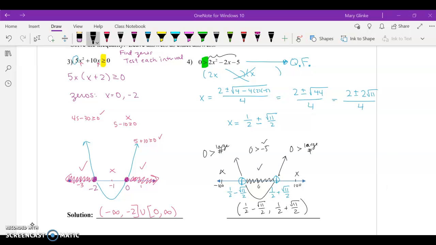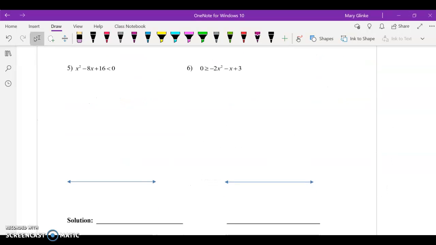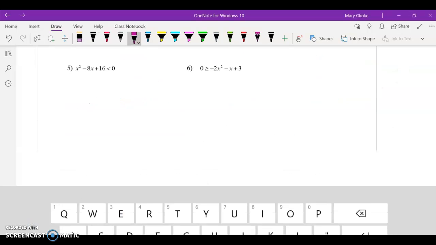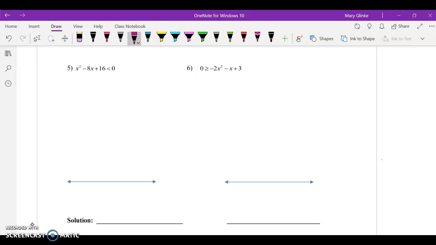Okay, let's go ahead and try a couple more here. So we have this next one. So we do want to go ahead and solve this. This is factorable. This is x minus 4 squared is less than 0. So our zeros occur when x is 4. At 4, you're going to have an open circle.